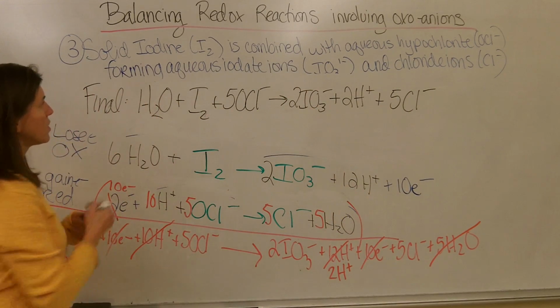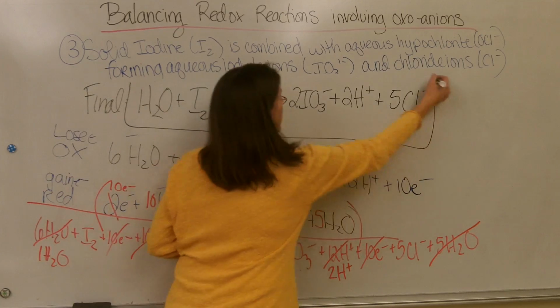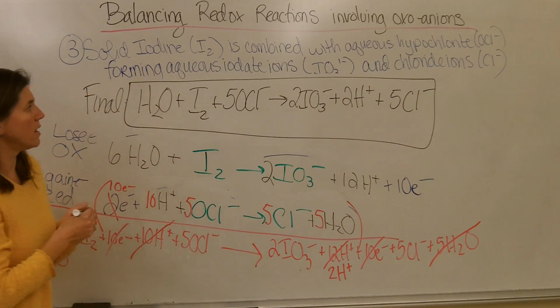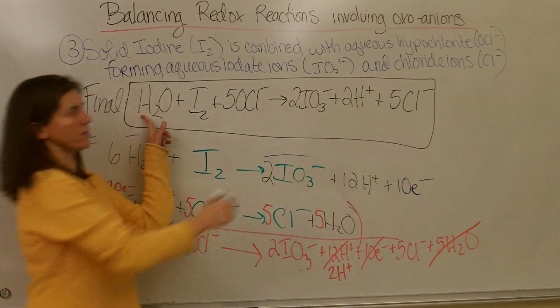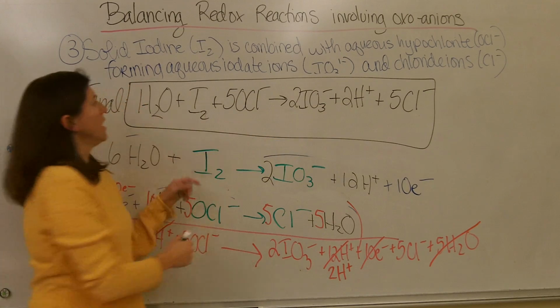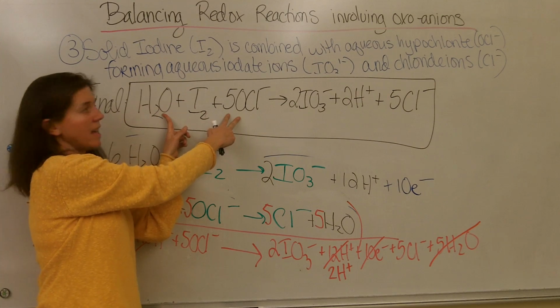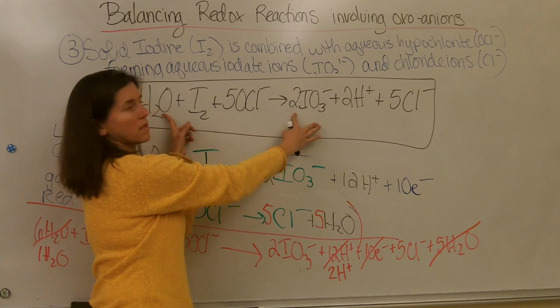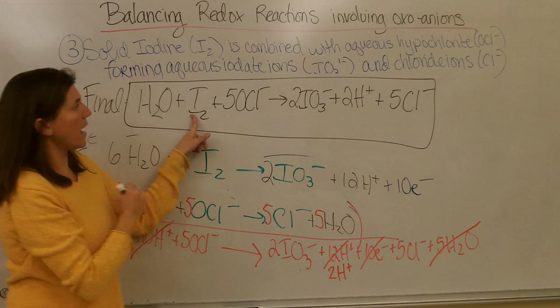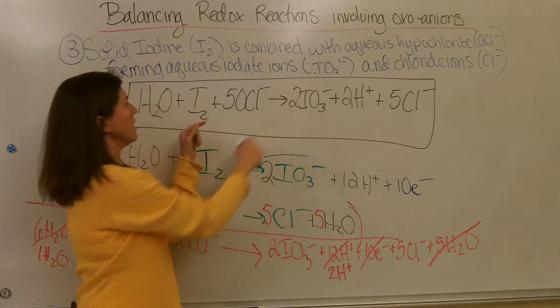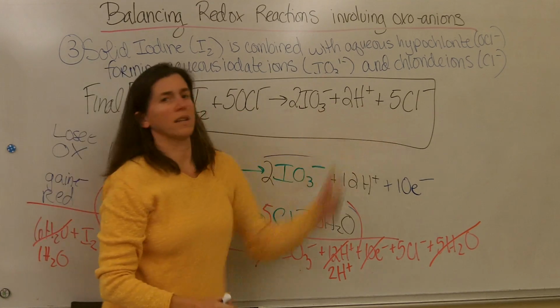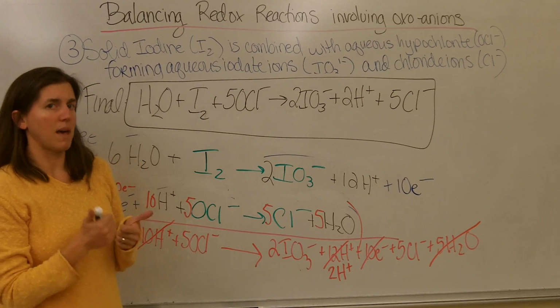Then you want to stop and double check and say, well, is this reaction really balanced? Okay, so let's check your H's first. I got 2 H's over here, 2 H's over here. I'm good. I've got 1 plus 5. There are 6 O's on the left, and 2 times 3, there are 6 O's on the right. 2 I's here, 2 I's here. 5 chlorines here, 5 chlorines here. So my number of atoms are balanced.